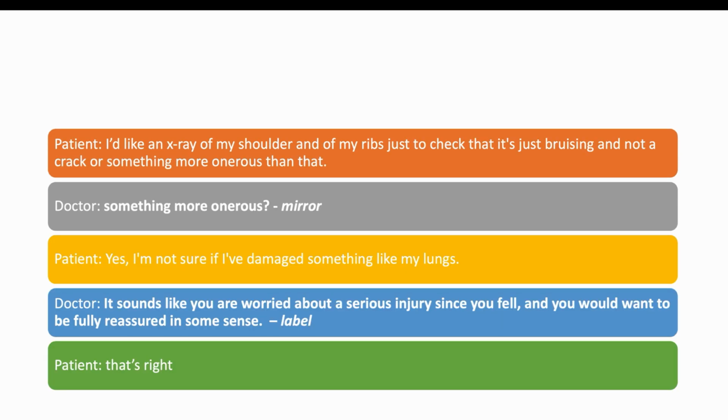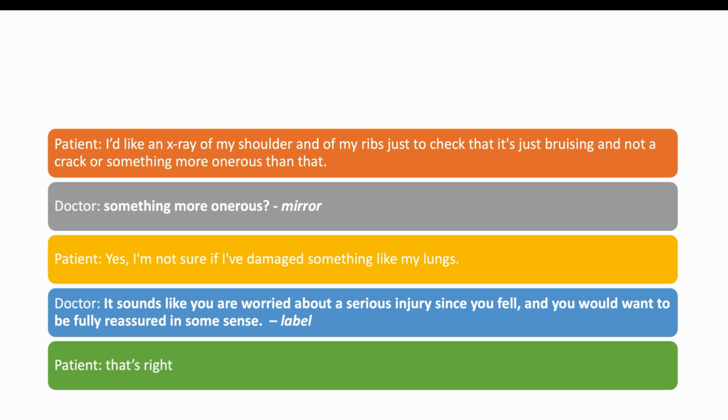Patient: I'd like an x-ray of my shoulder and of my ribs just to check that it's just a bruising and not something like a crack, something more onerous than that. Doctor: Something more onerous? Patient: Yes, I'm not sure if I've damaged something like my lungs. Doctor replies: It sounds like you are worried about a serious injury since you fell, and you would want to be fully reassured in some sense. And the patient replied: That's right.